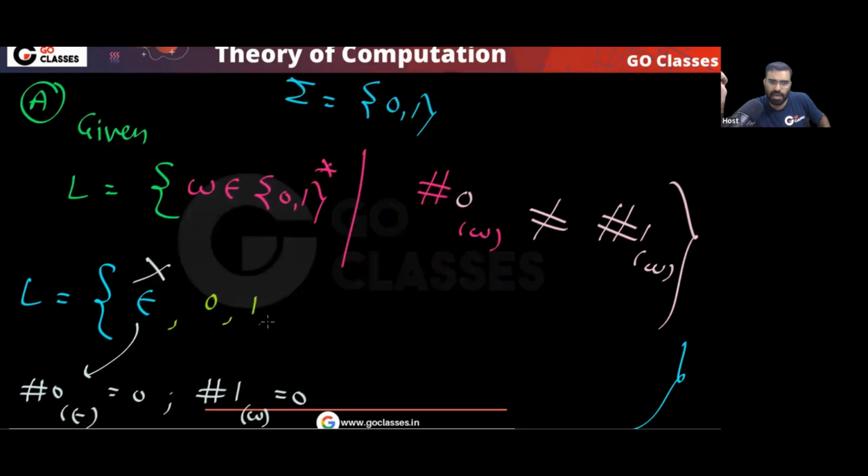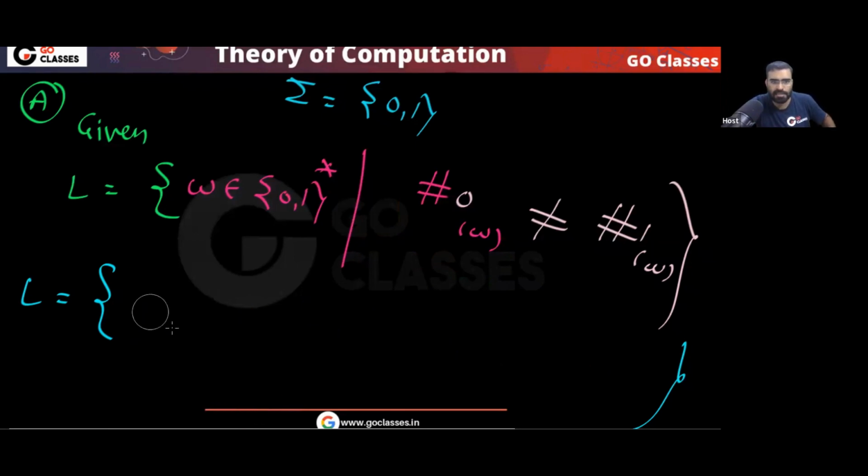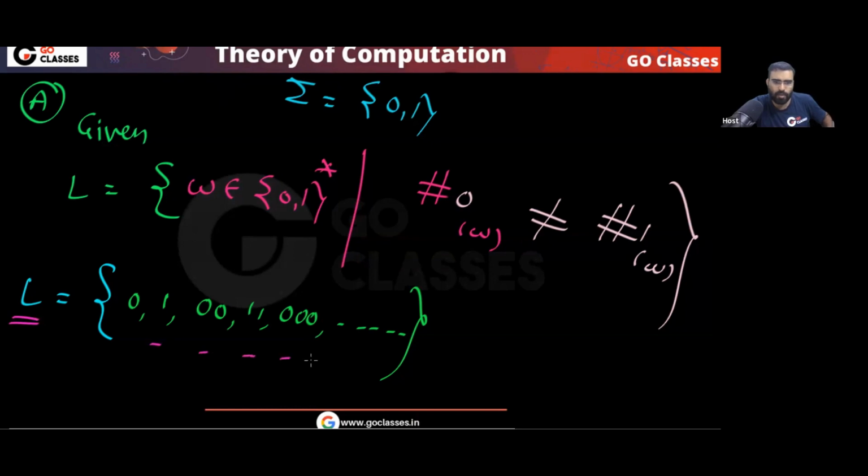L contains 0, L contains 1. L contains 00, L contains 11. L does not contain 01, L does not contain 10, right? So L contains unequal number of 0s and 1s. Finally, in this language L you have this type of strings: 0, 1, 00, 11, 000, and so on. Unequal number of 0s and 1s. Very simple. There are many more strings.